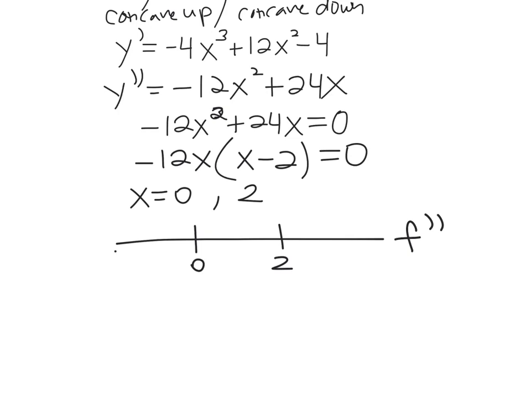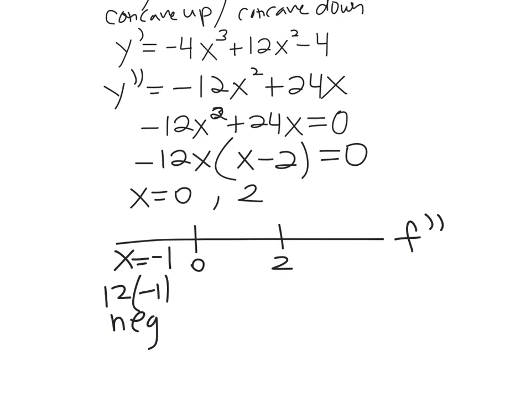So let's plug x equals negative 1 into the second derivative. It doesn't matter where you plug it in. I would probably plug it in here, and I get negative 12 times negative 1 is 12. 1 minus 2 is negative 1, so I get a negative here.